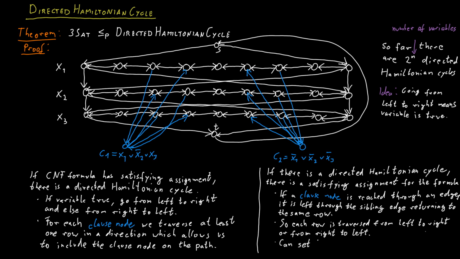And now we found our satisfying assignment for the formula. We just set a variable to true if the corresponding line is traversed from left to right, and we set it to false if it's traversed from right to left. And because the original directed Hamiltonian cycle we had did visit all of the clause nodes, it has to traverse at least one of the paths that correspond to the variables that appear in that clause in the correct direction. And therefore each clause is satisfied, and therefore the formula is satisfied.